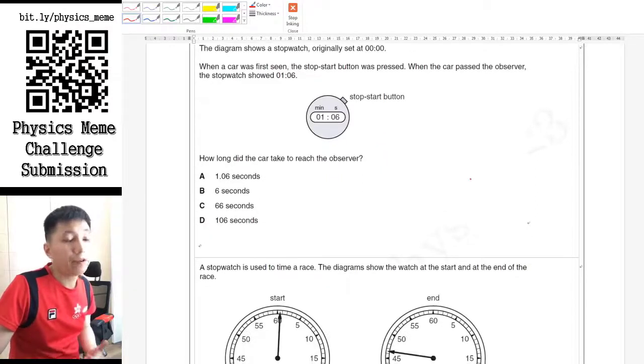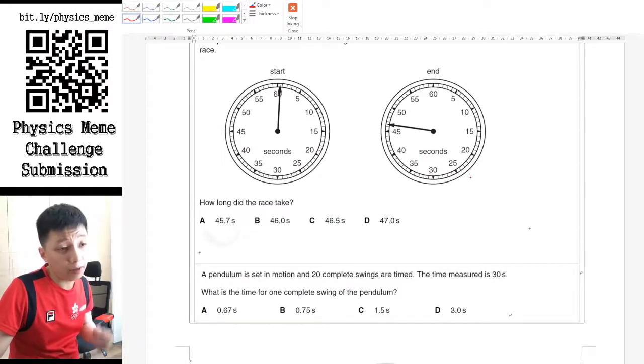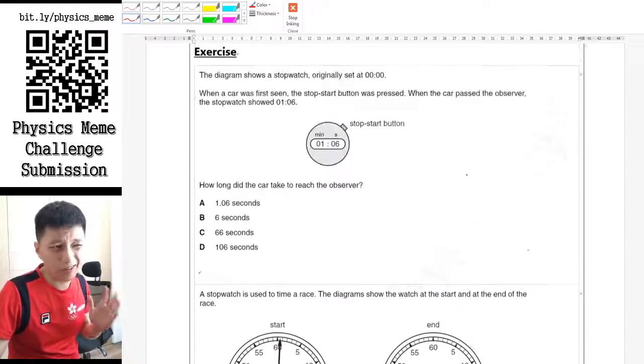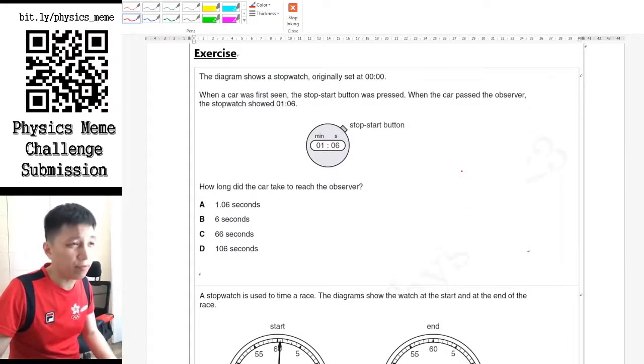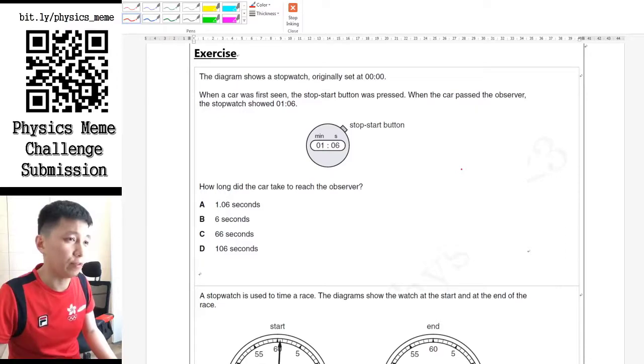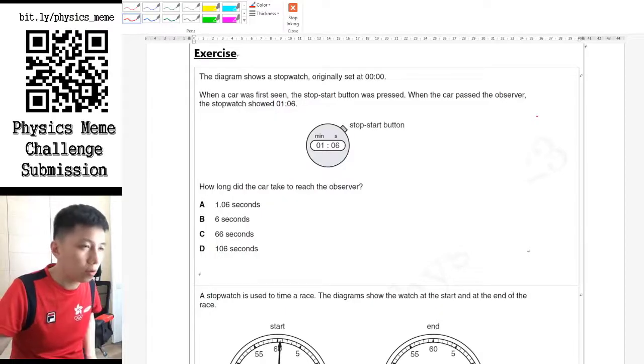So here are 3 questions from the past paper about time measurement. They should be quite simple. Pause the video, try them now, and we'll go through them together. A few moments later. Alright, the first question.